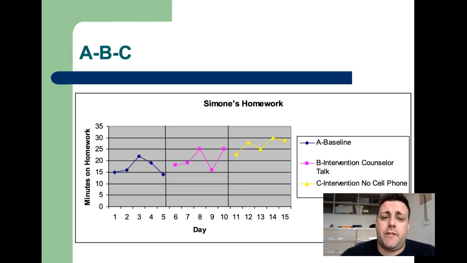You could certainly imagine another scenario where you would do an A, then B, and C kind of intervention, which would simply mean that in Simone's case, the counselor is used in conjunction with the removal of the cell phone.